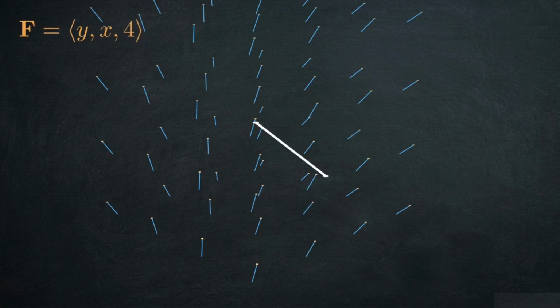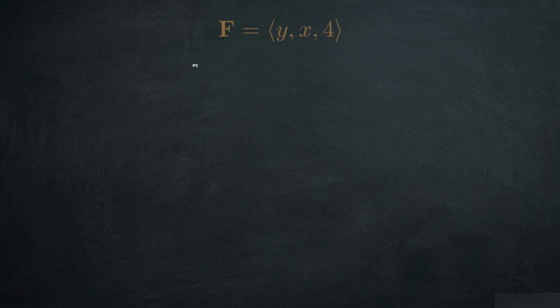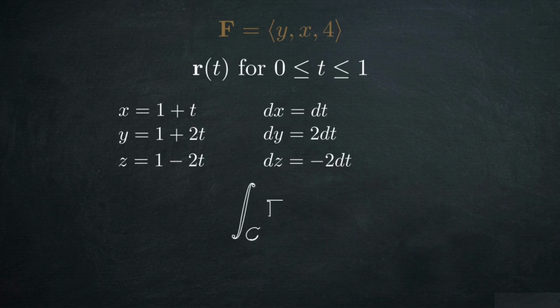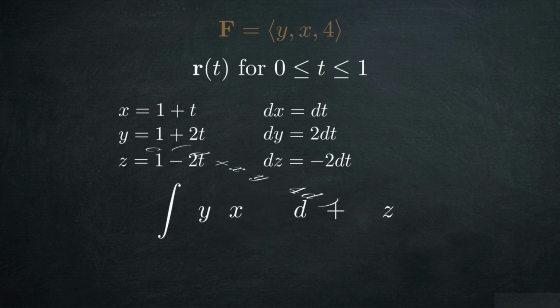We parameterize the linear path to create our position vector, r of t. This gives us discrete equations for x, y, and z in terms of t. Taking their derivatives produces our exact vector differential elements, dx, dy, and dz. Because this is a vector field, we compute the dot product between the force field and our movement vector. This expands out to y dx plus x dy plus 4 dz.